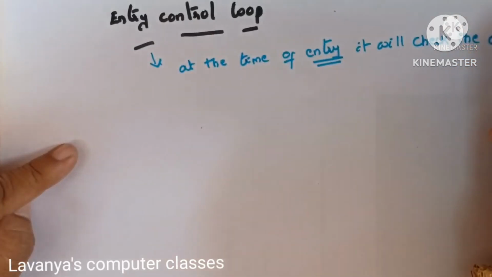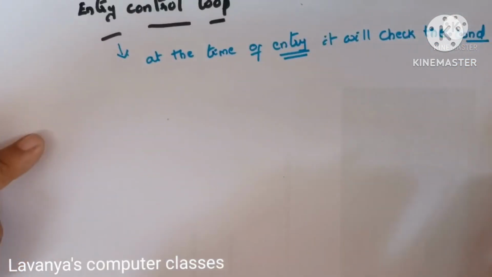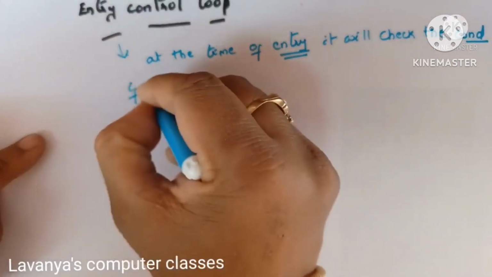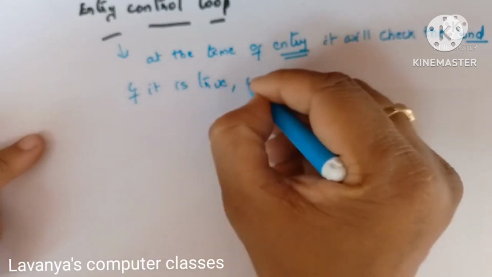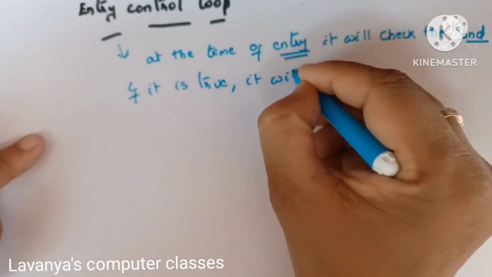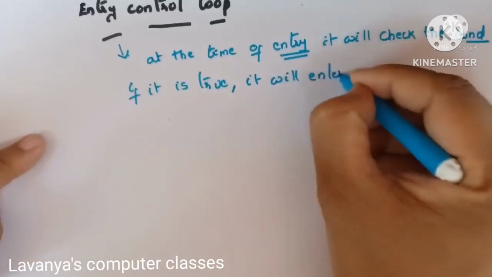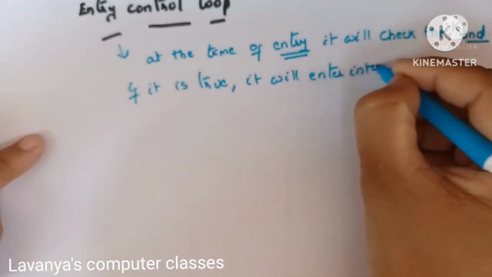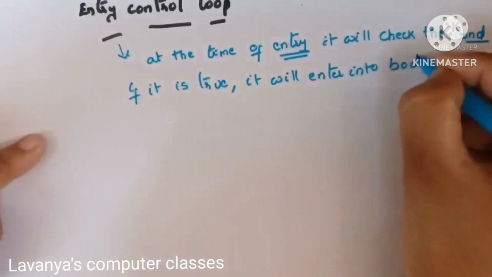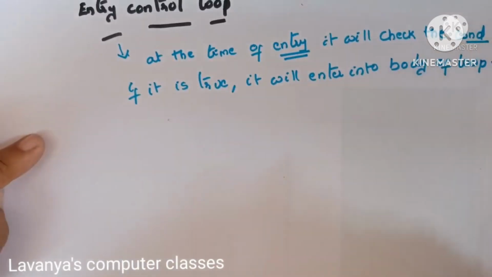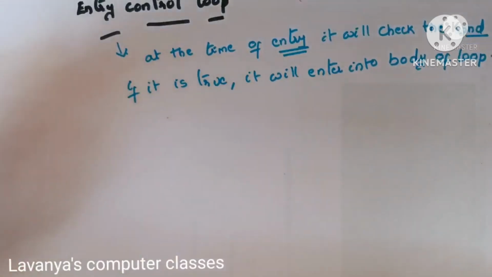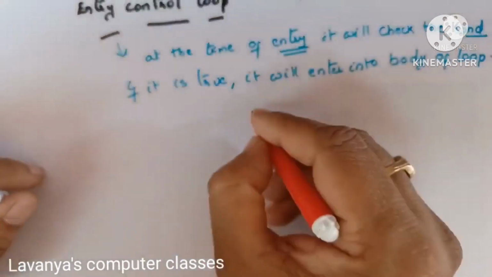For example, if you want to travel in an RTC bus, first you have to take the ticket. That means first you have to check whether you have money or not. If the money is not there, immediately exit from the bus. It is not possible to enter the bus. So in the entry control loop, it will first check the condition. If the condition is true, then only it enters the body of the loop. So this is the entry control loop.